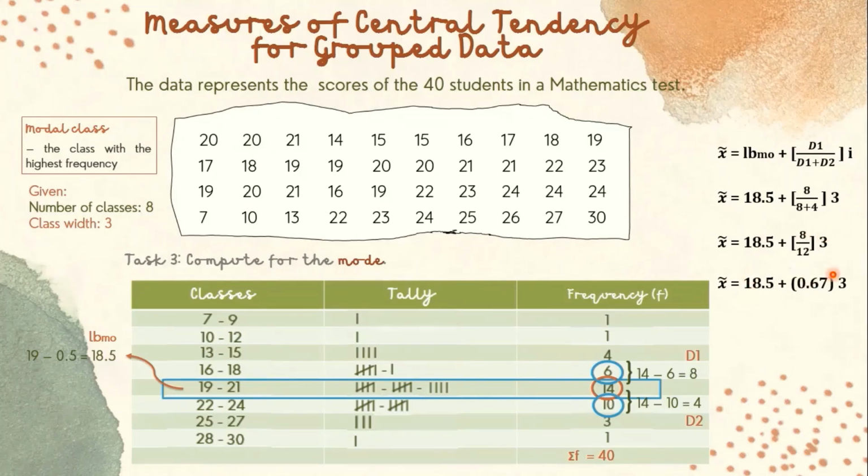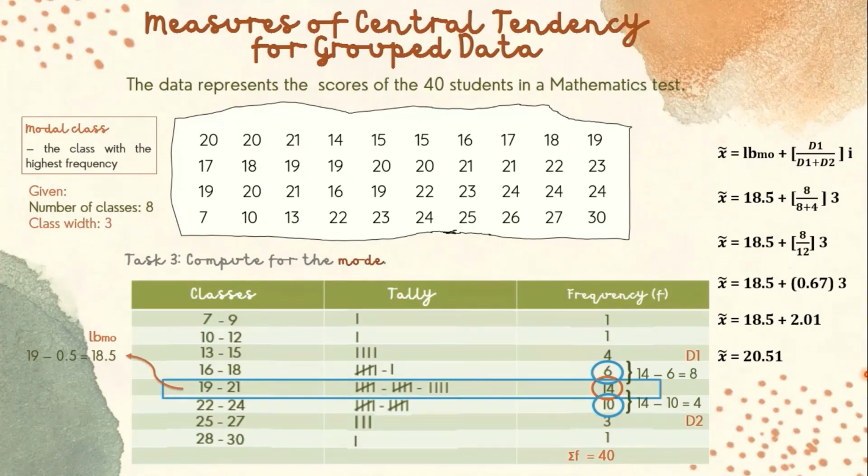8 divided by 12 is 0.67, rounded off to the nearest hundredths. Next thing to do is to multiply 0.67 by 3. The result is 2.01, added to 18.5, which is equal to 20.51. Therefore, the mode for this frequency distribution is equal to 20.51.